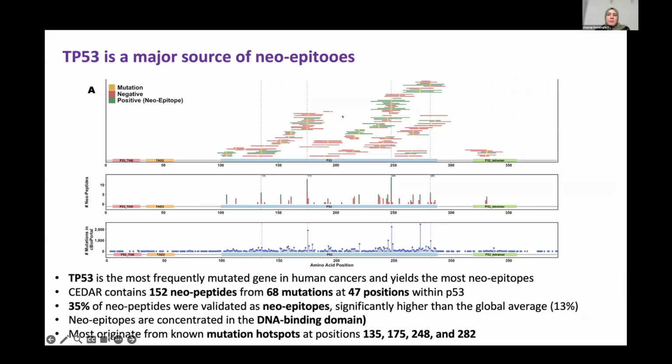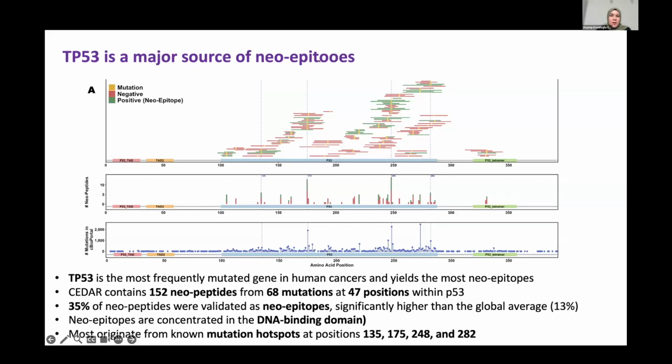Because we saw that TP53 has the most neoepitopes, we wanted to investigate this protein specifically in detail. TP53 is very interesting in general because it is the most frequently mutated gene in human cancers. So it's also not surprising that it has the most neoepitopes in our database. In total, we found 152 unique neopeptides, and 35% of them were validated as neoepitopes. And interestingly, this is significantly higher than the global average that we saw of just 13% across all the proteins in the data set.